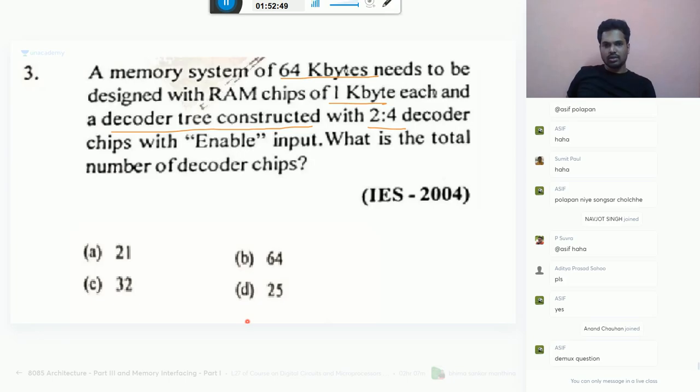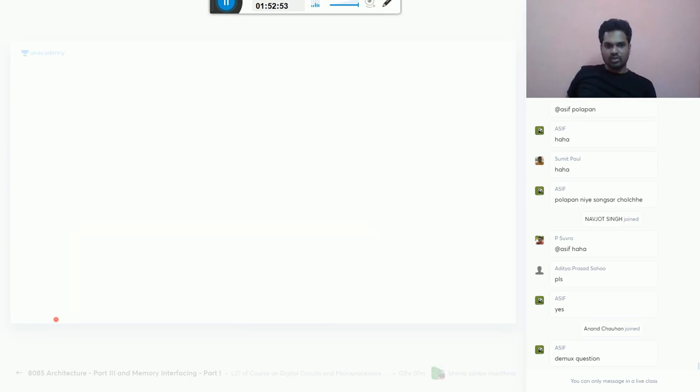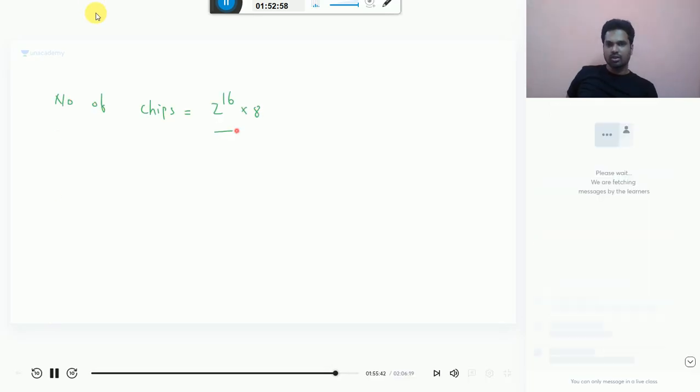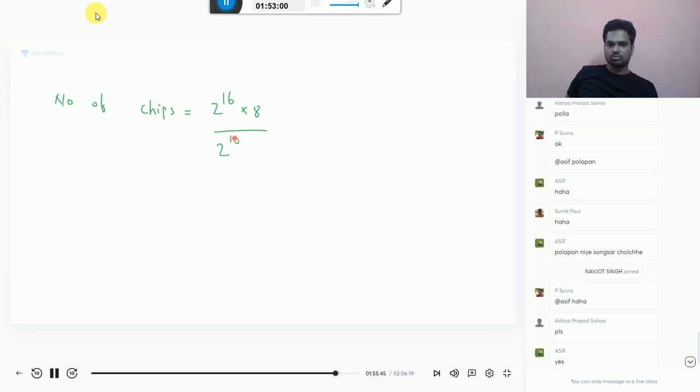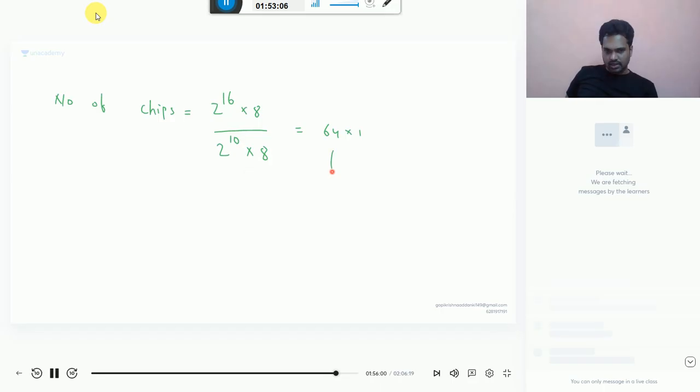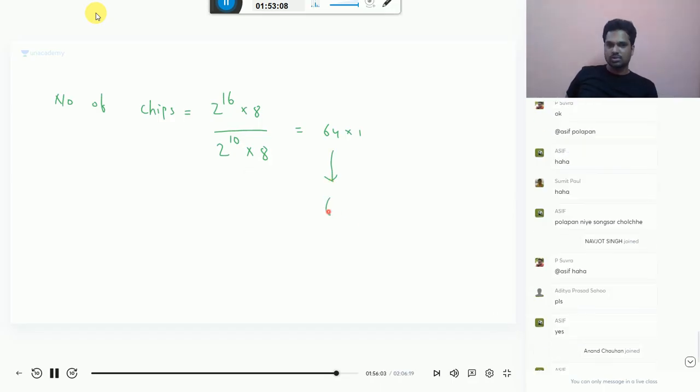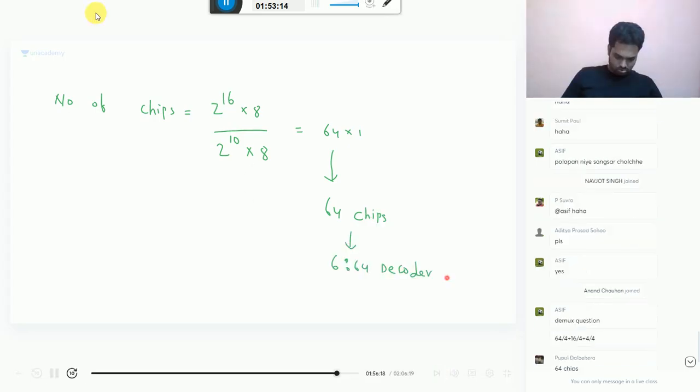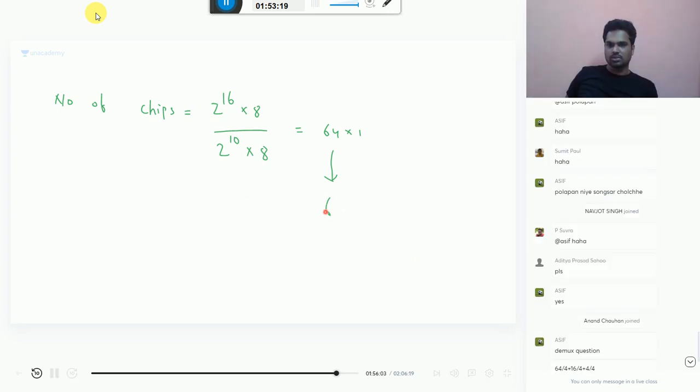So here, what is the formula? Number of chips required is the total memory divided by the available 1 KB. You understand 64 is 2 power 6, so 64 chips. So what is the decoder required? A 6 by 64 decoder.